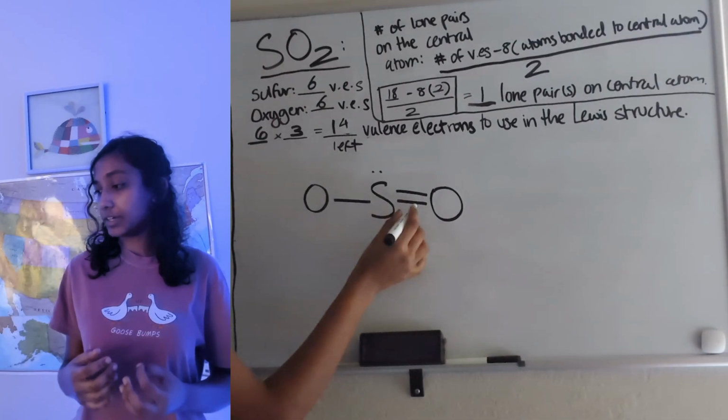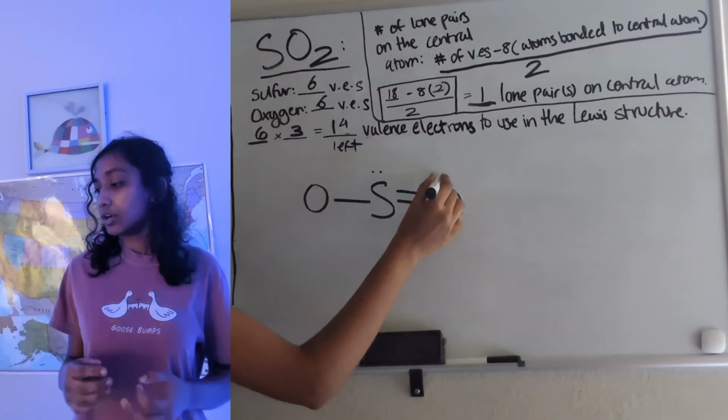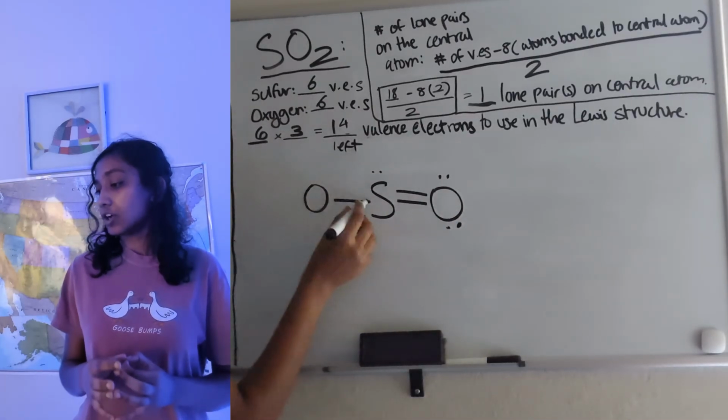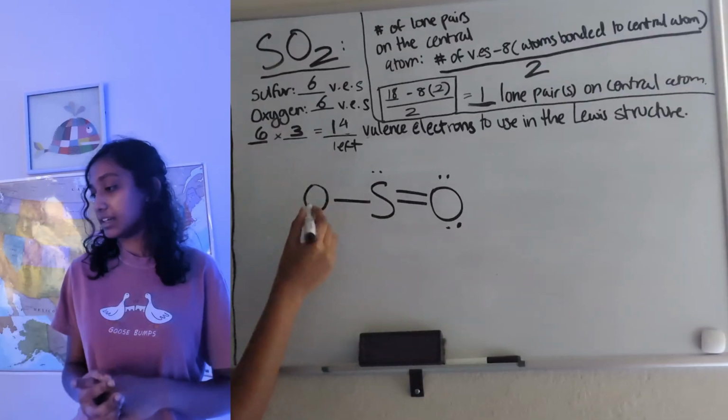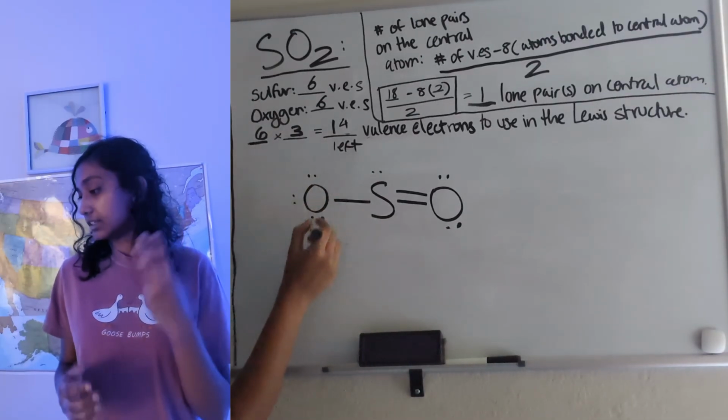Now this oxygen over here has 4 valence electrons because of this double bond over here. So we add 4 more in the form of lone pairs. This other oxygen only has 2 because of this 1 single bond with sulfur. So we add 3 lone pairs.